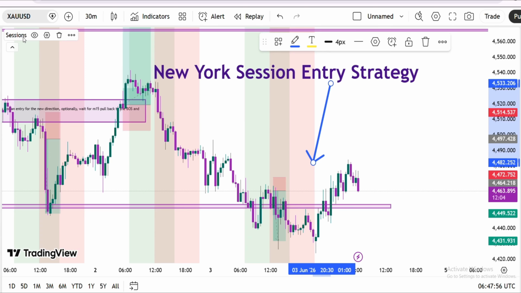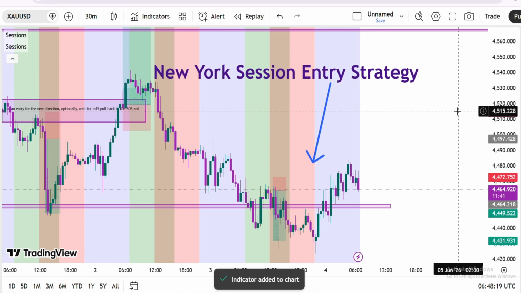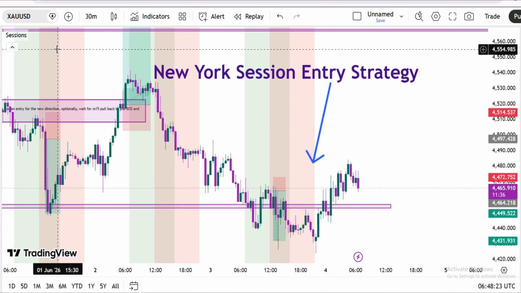To start with, in case you don't quite understand what we mean by New York session, when you open your screen, you click on indicators, wherever you see the sign here. Just type session, then scroll and get where sessions is written and click on it. That's all. That's how you add it. Oh, did I add another section? I think I added one more.